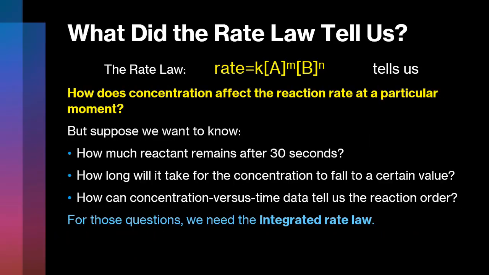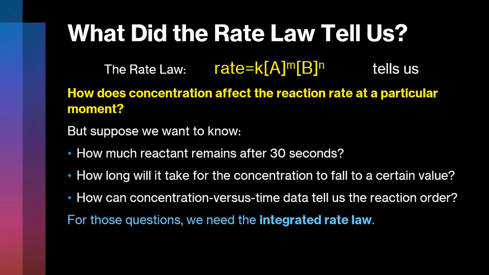So let's start by remembering what our rate law from lecture 2 actually told us. A general rate law might look something like this, where the rate of a reaction is equal to k, the rate constant, times the concentration of A raised to the m power, times the concentration of B raised to the n power. That equation answers the question, how does concentration affect the reaction rate at a particular moment?